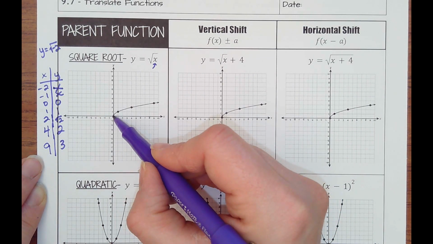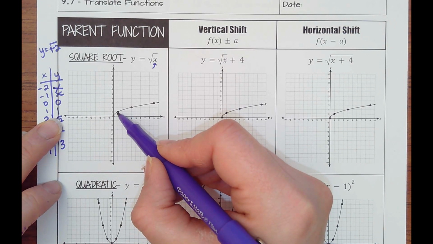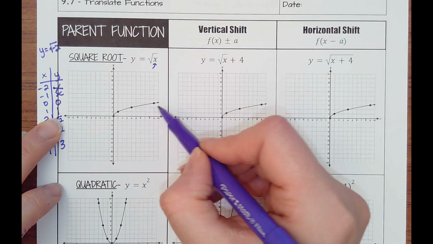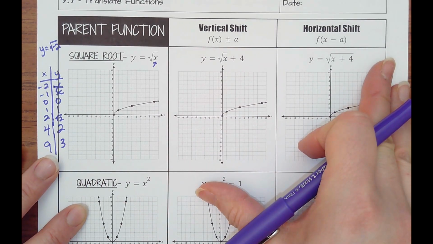But there is going to be a point at the origin, 0, 0. There is a point at 1, 1. There is a point at 4, 2. There is a point at 9, 3. So that's the way that graph goes.